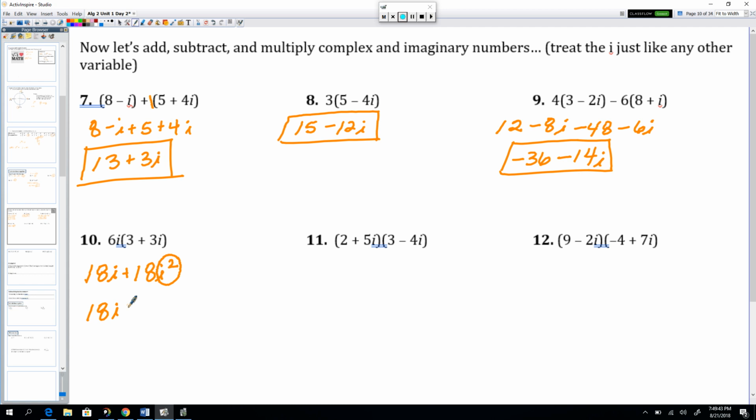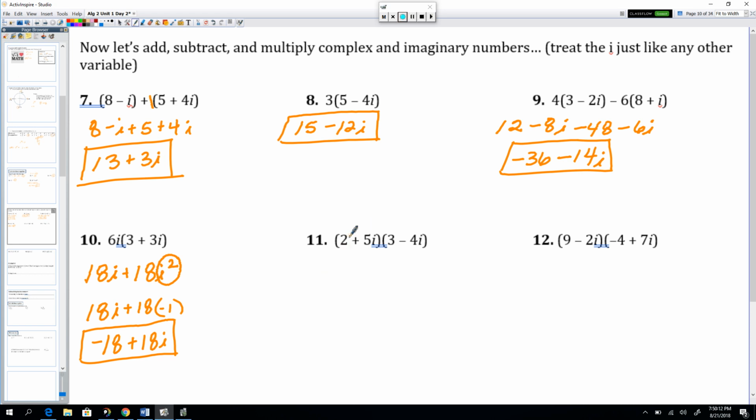We've got the 18i plus 18. Now it's 18 times -1. What does that turn into? It turns into a -18. So your final on this is -18 plus 18i for your standard form. Okay. If you were to leave this answer as 18i plus 18i squared, you would not have a complete answer. That is not completely simplified. So always replace every single i squared with a -1 and multiply that out.